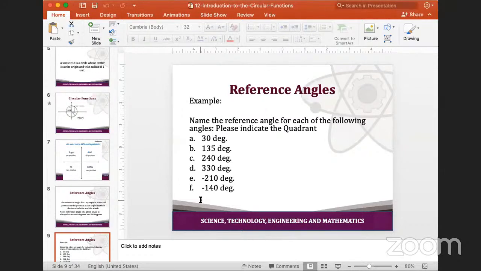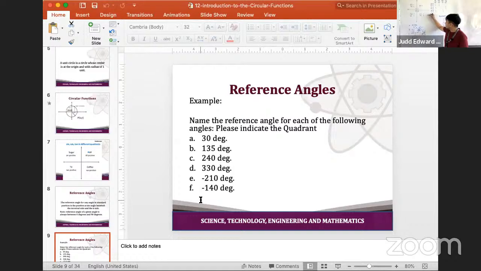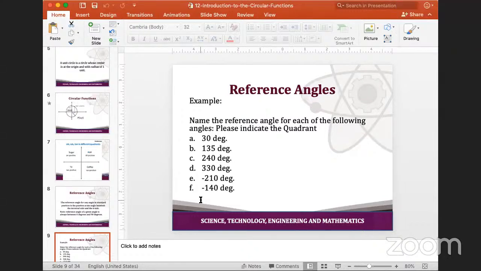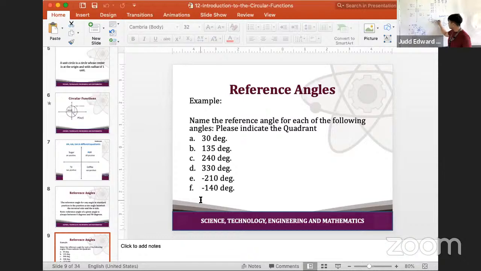We have letter D, 330 degrees. Let us try to draw. This is 270. Ano yung kailangan ni 270 para maging 330? Kailangan niya ng 60. Okay. This is 60. This is 30. Ano dapat yung sagot nyo? 30 degrees. Therefore, the reference angle of 330 is 30 degrees. Maliwanag po ba? Yes or no?